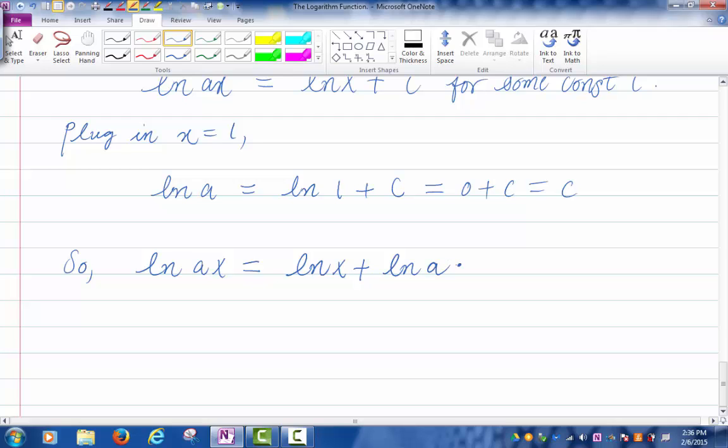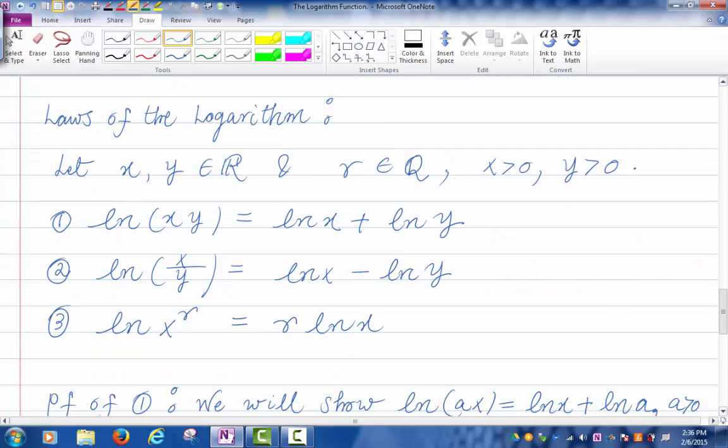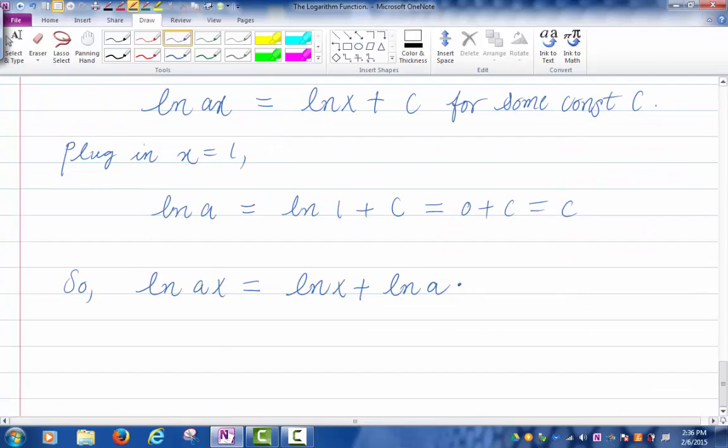And we are done. Well, not yet, I guess. Ln of ax is the same as ln of x plus ln of a. Is that the same as law number 1? Law number 1, I wrote ln of xy is equal to ln x plus ln of y. How am I going to get there? Well, replace a by y.